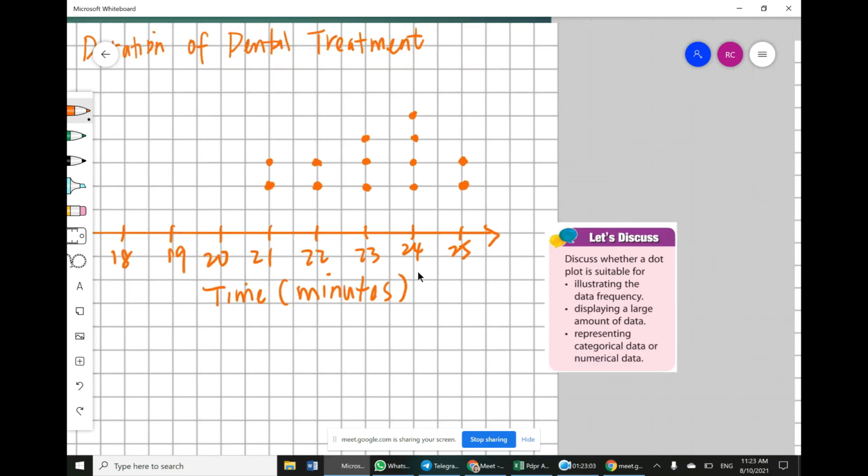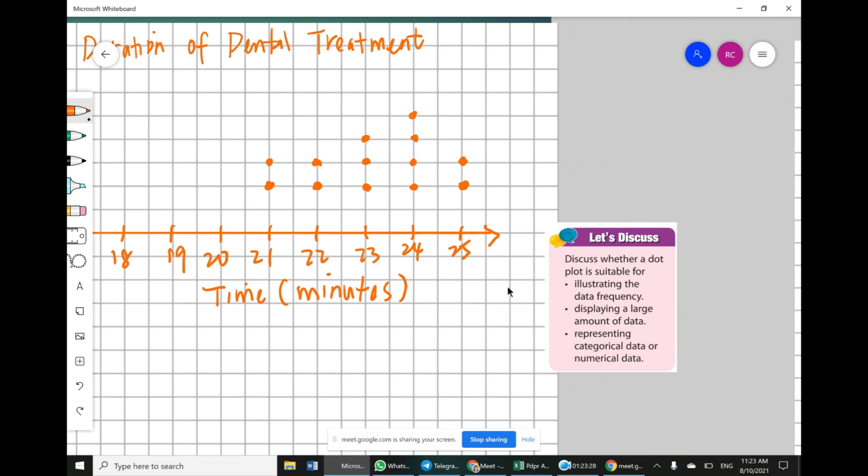What do you think, class? Suitable or not? Yes, or no? What about the rest? Those who say yes, raise up your hand. Let me see how many of you. 5 only? 7 say yes. The rest mean no. Okay, thank you. You may lower down your hand.